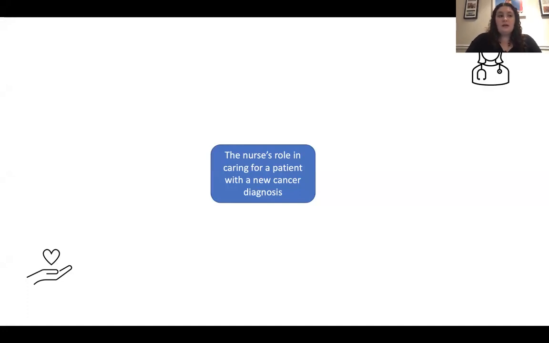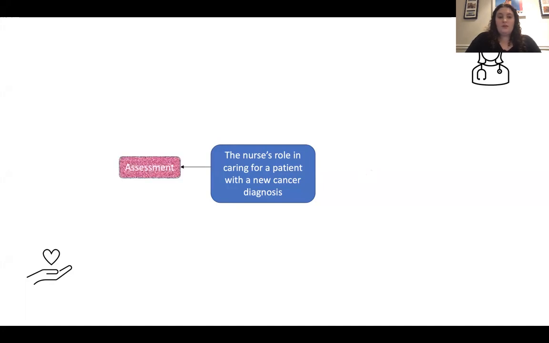So I chose this theory because as an inpatient oncology nurse, I work with people who are experiencing transitions every day. My concept map is focused on the nurse's role in caring for a patient with a new cancer diagnosis, as this is something I come across quite frequently in my practice.